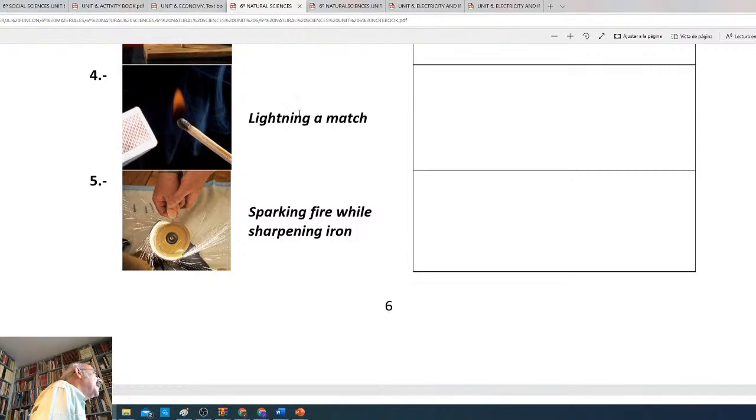And this is the other example. We have seen already lighting a match. So we change friction due to the movement. When we strike a match, we produce heat energy. And these sparks of fire, when we are sharpening iron, are due to the friction, as you can see here.